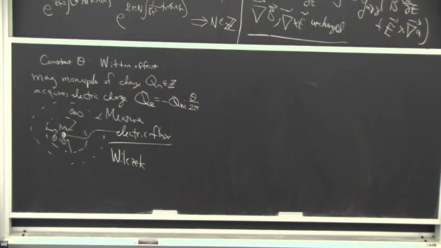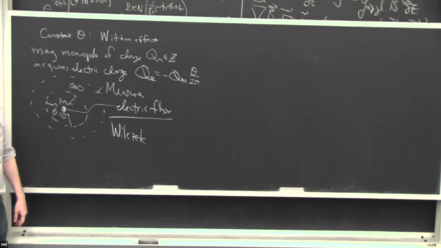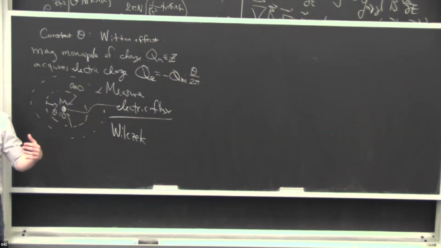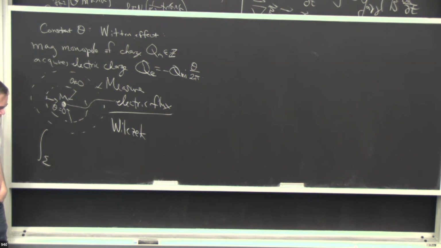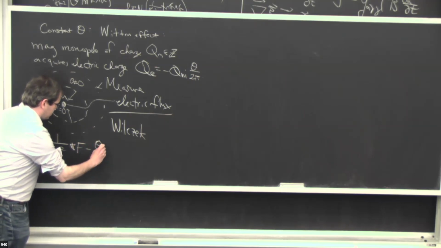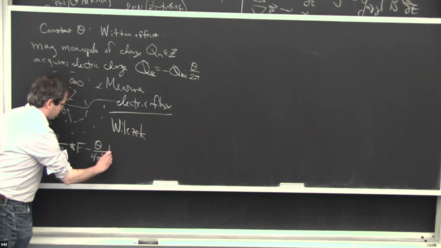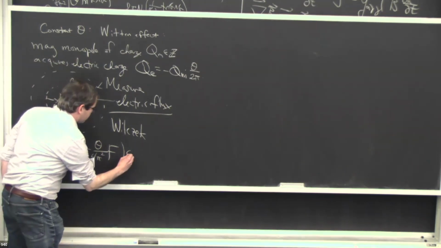So, there are several different arguments for this. Some of them are even more abstract than this. Basically, the thing that has a quantized integral over the surface turns out to be basically just the canonical conjugate of the gauge field, which is like 1 over e squared star F minus theta over 4 pi squared F, something like that, which just comes from varying this thing with respect to the field strength. So this thing has to be an integer.